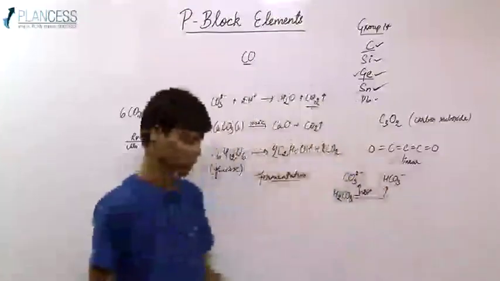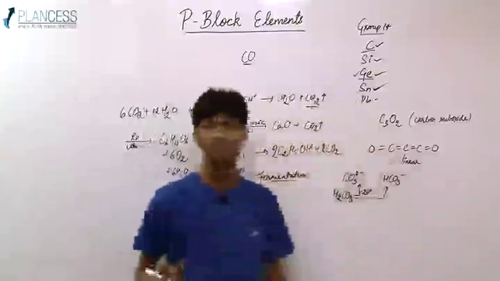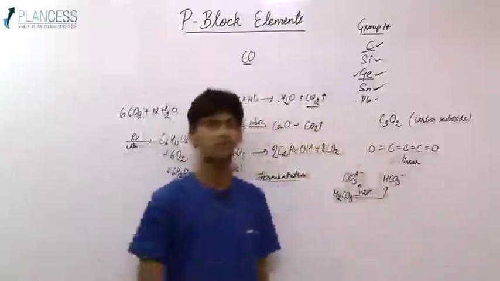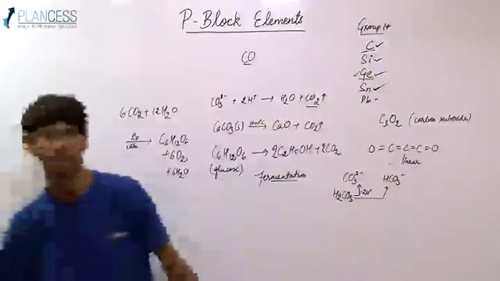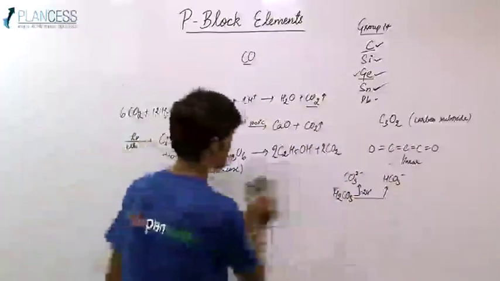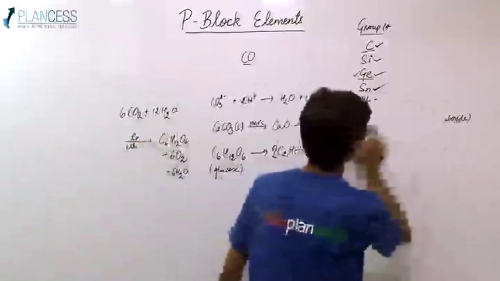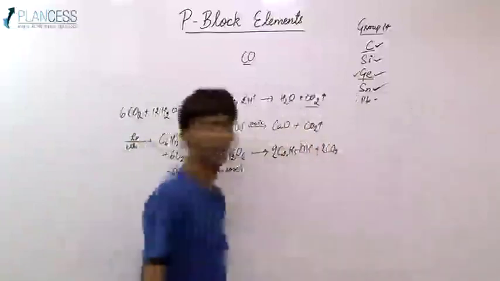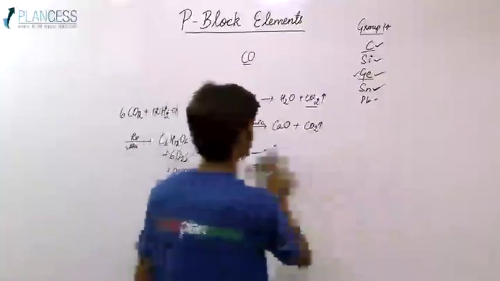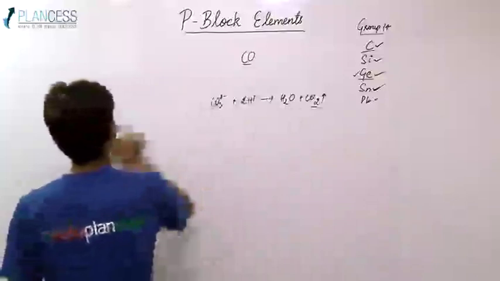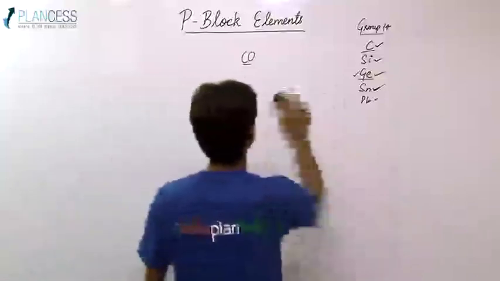Next we will be talking about carbides, a very important topic as far as all the competitive exams and boards are concerned. So let's talk about carbides. Binary compounds of carbon with the other elements are known as carbides. There are 3 types of carbides: ionic carbides, covalent carbides, and interstitial or metallic carbides.